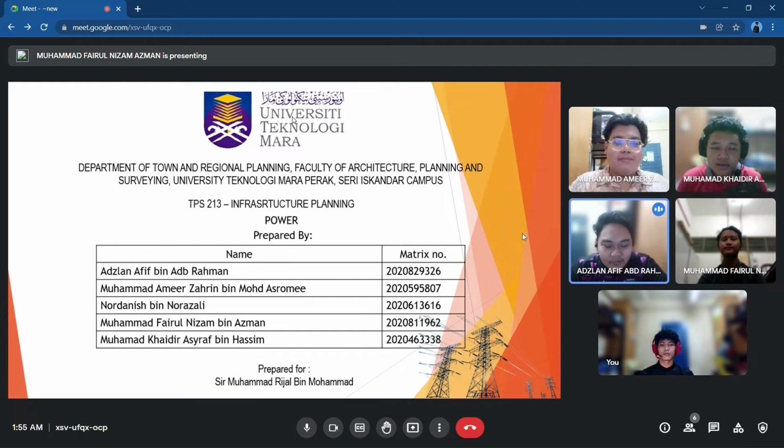Today we are from Group 2. We present for our presentation from TPS 213, which is Infrastructure Planning. So my group members are, first, me, Azlan Afif bin Abdul Rahman, and my matrix number is 2020829326.